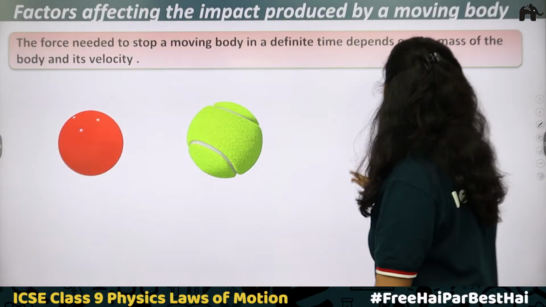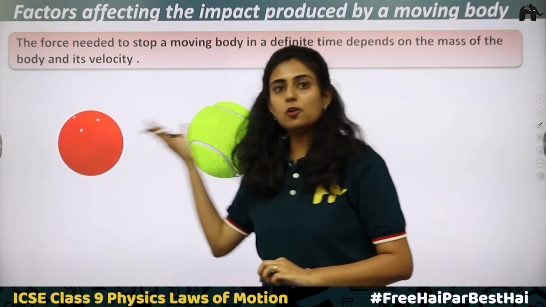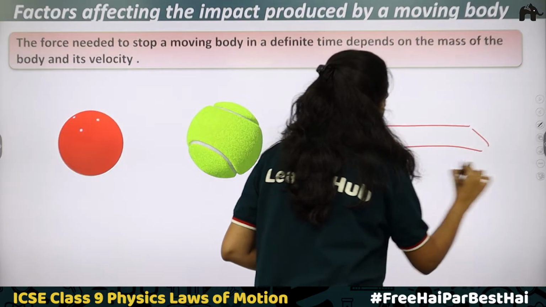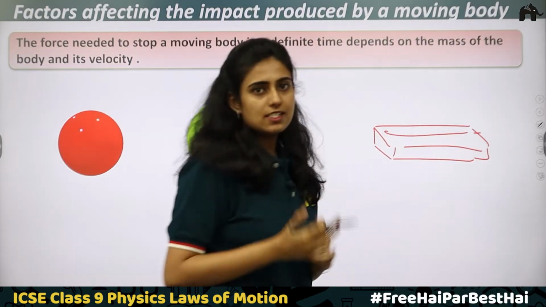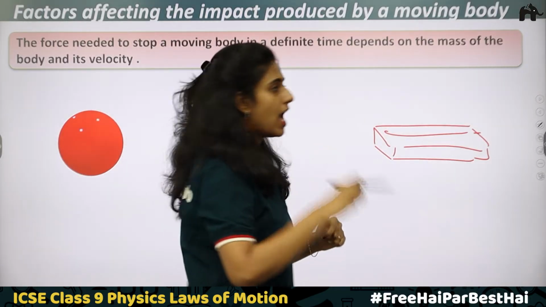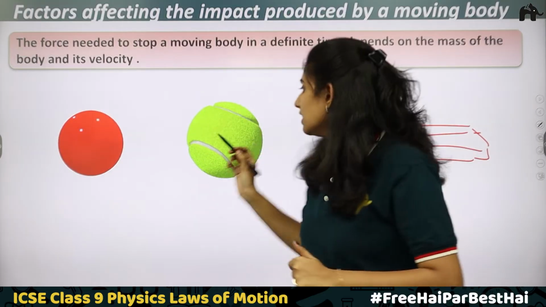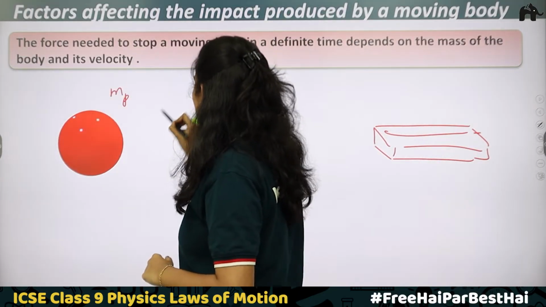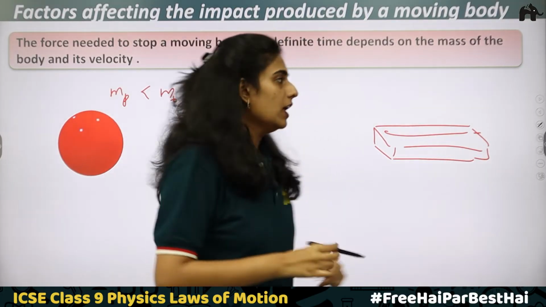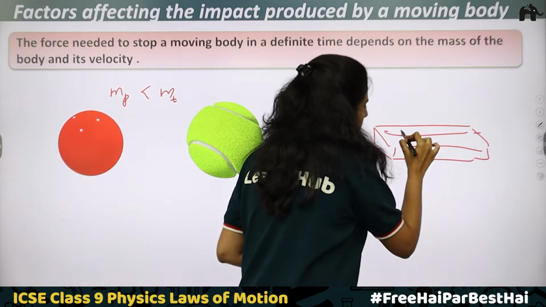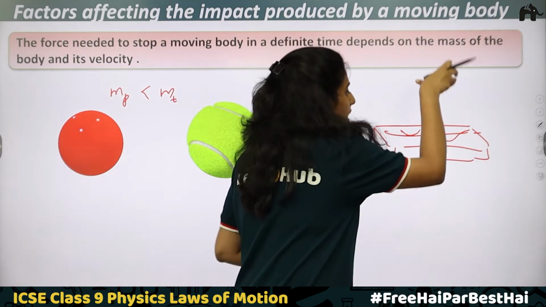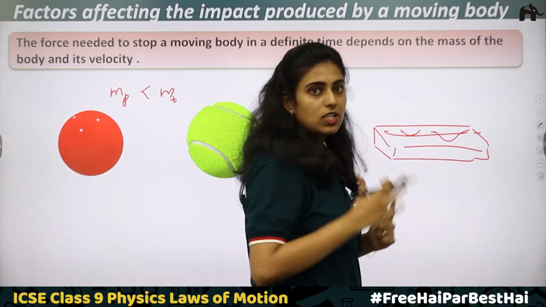Factors affecting the impact produced by a moving body. Consider a plastic ball and a tennis ball. So in this experiment, we are taking a vessel which is filled with sand, okay, wet sand. Now what you are going to do is, you are dropping the plastic ball and the tennis ball here. Okay, you know that the mass of plastic ball will anyways be less than the mass of tennis ball. Okay, when they are dropped, what happens is, here a small depression will be formed, whereas here a bigger depression will be formed. Why? Because the impact is higher in case of a tennis ball compared to the impact produced.